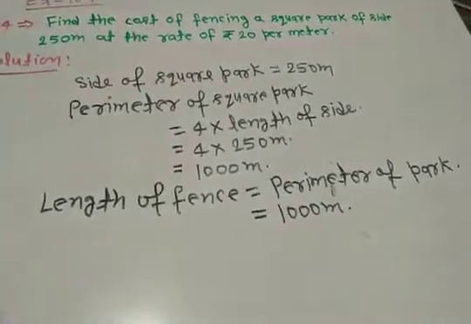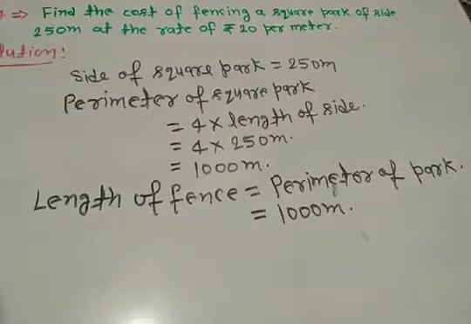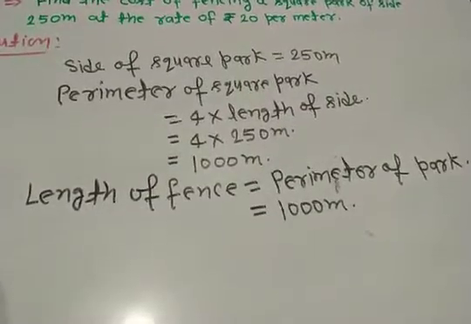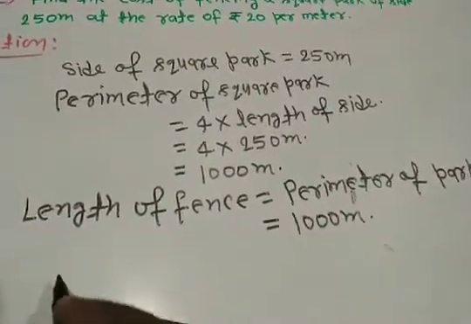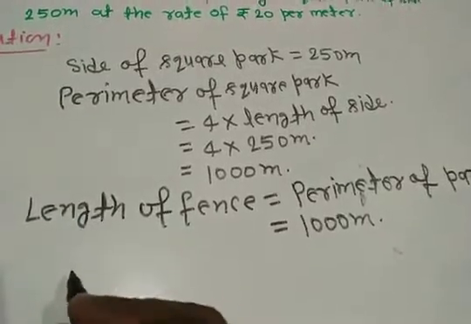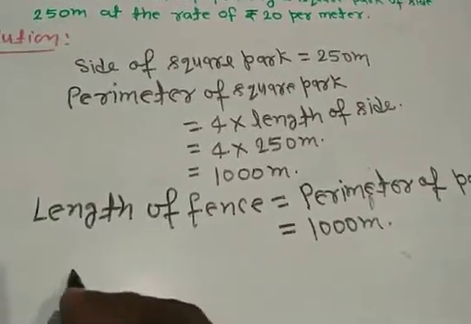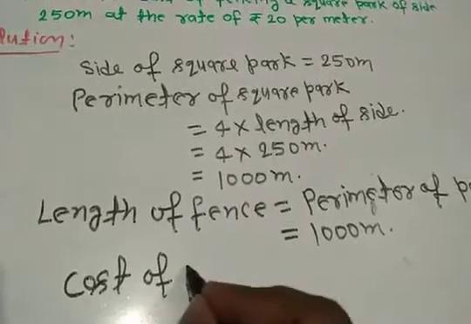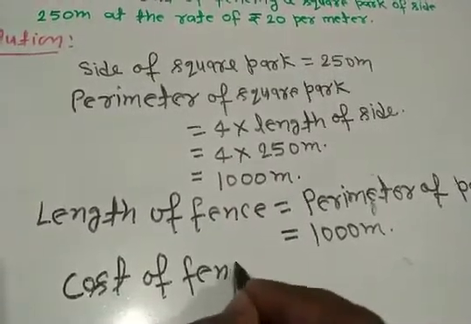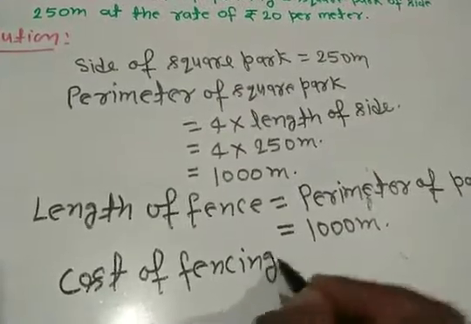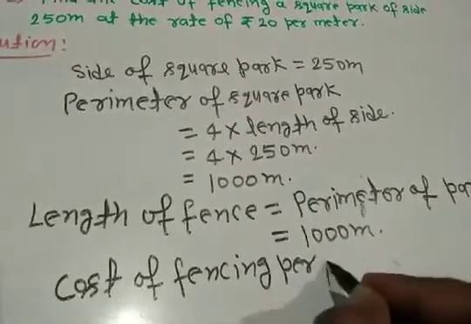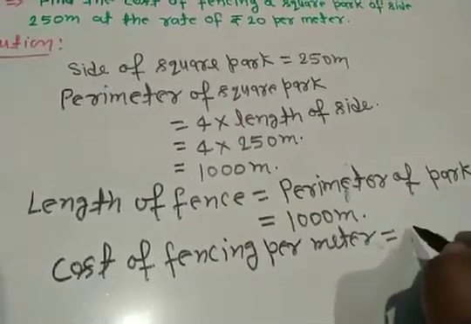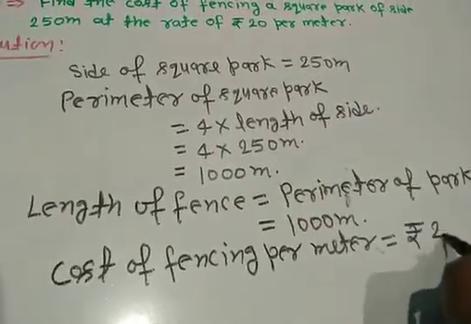Okay, so in this we find the length of fence. This is 1000 meter, which is the perimeter of the park. Okay, now the rate of fencing. This is given, or you can write here cost of fencing per meter is equal to, this is given, rupees 20. Clear?